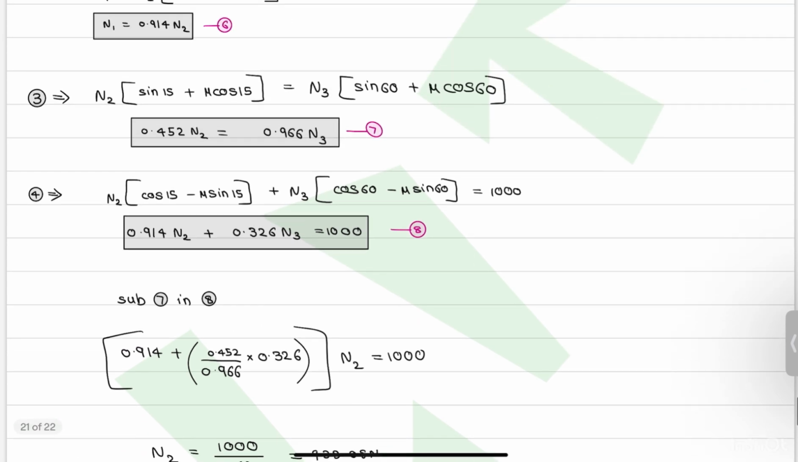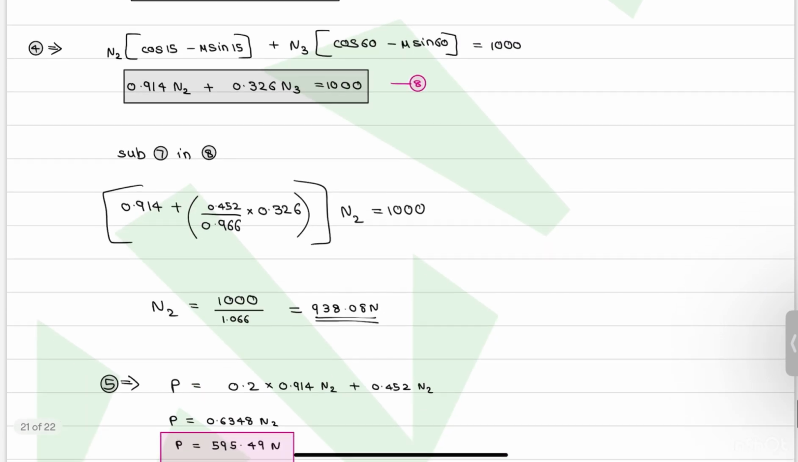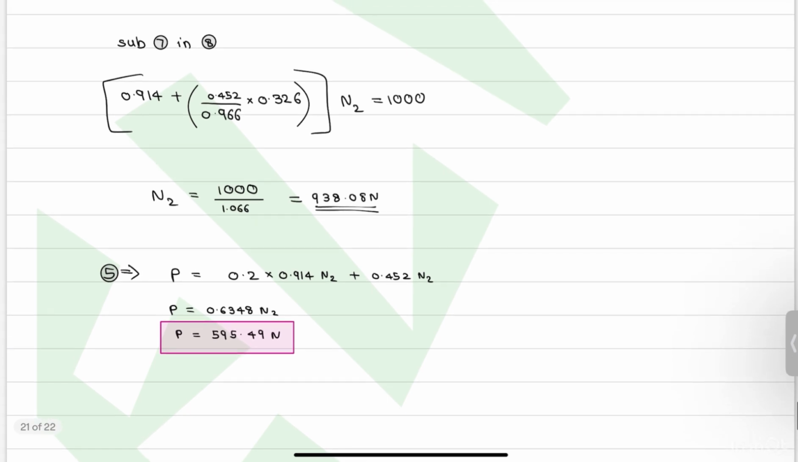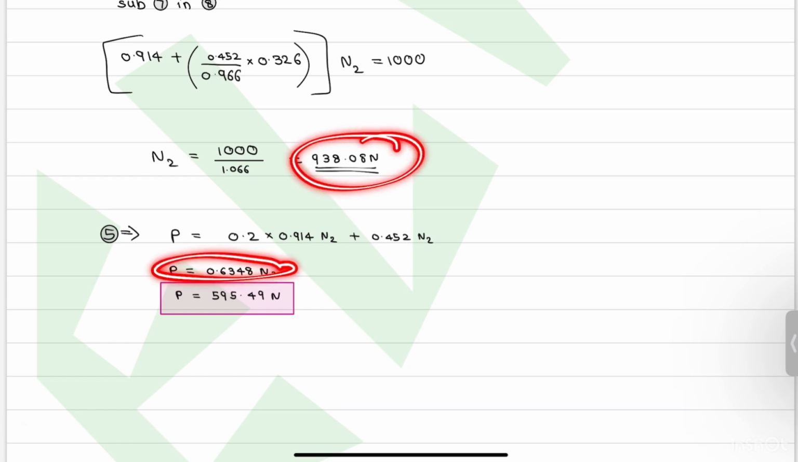Then we can go to the equation for P and substitute N1 in terms of N2 using this equation. So P is equal to 0.2 times 0.914 N2, which is N1, plus 0.452 N2, which is equal to 0.6348 N2, and N2 is this one. By multiplying these two, we will get P is equal to 595.49 newton, which is approximately 595 newton.